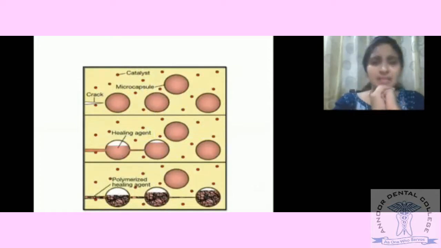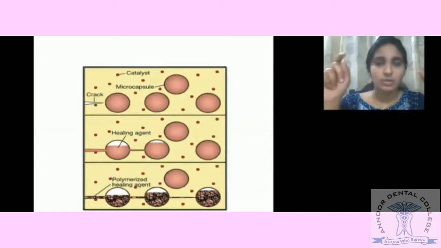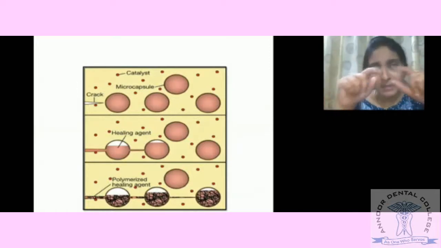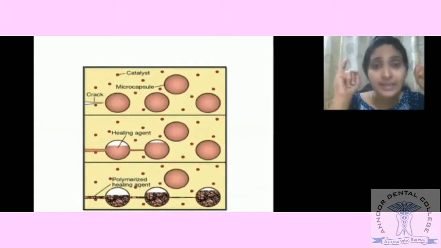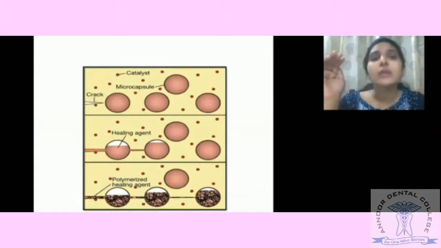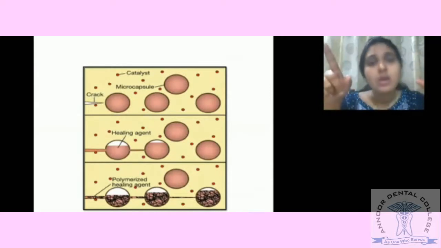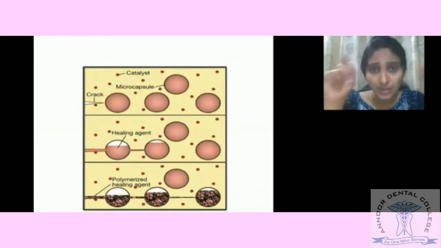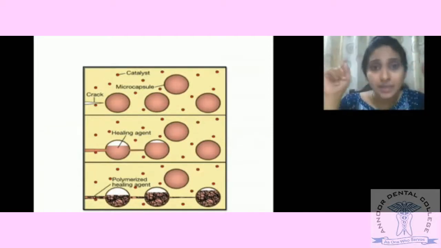As the name indicates, capsular self-healing composites consist of microcapsules. You can see in the diagrams the round microcapsules, and each microcapsule contains a healing agent. I'll explain once more. Capsular self-healing composite consists of microcapsules, and each microcapsule contains a healing agent. And surrounding the microcapsule, there is a catalyst named Grubbs catalyst.